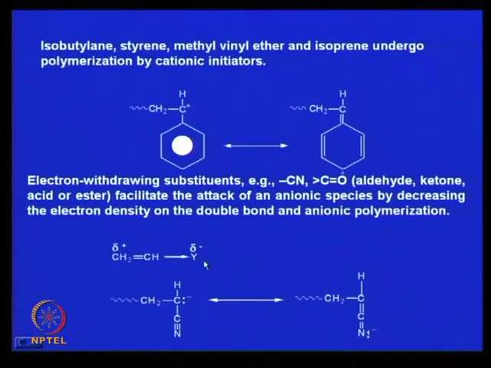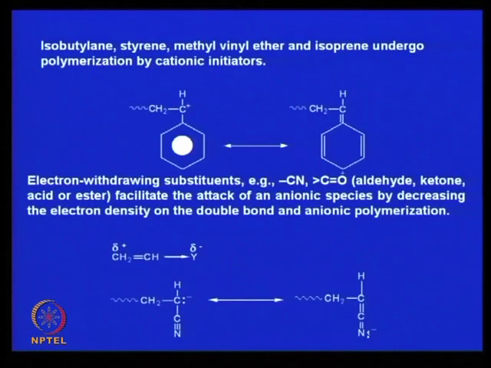It is withdrawing electron from this pi bond. So, this carbon will be delta positive. This kind of monomer will undergo polymerization by anionic species. Say butadiene can be polymerized by anionic species, anionic polymerization. Isobutylene can be polymerized by cationic species, cationic polymerization. So, this is the situation.